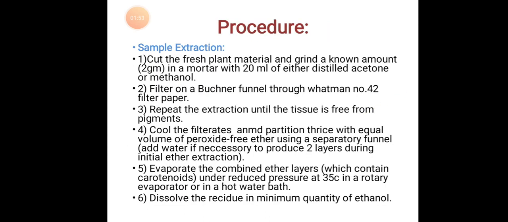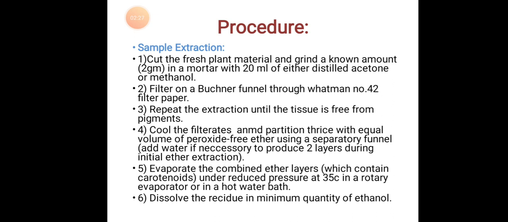Procedure: sample extraction. Cut the fresh plant material and grind a known amount, 2 grams, in a mortar with 20 ml of either distilled acetone or methanol. Filter on a Buchner funnel through Whatman number 42 filter paper. Repeat the extraction until the tissue is free from pigments. Cool the filtrates and partition thrice with equal volume of peroxide free ether using a separatory funnel. Add water if necessary to produce 2 layers during initial ether extraction.